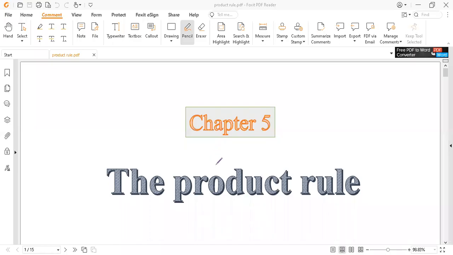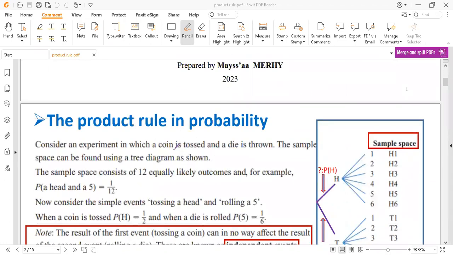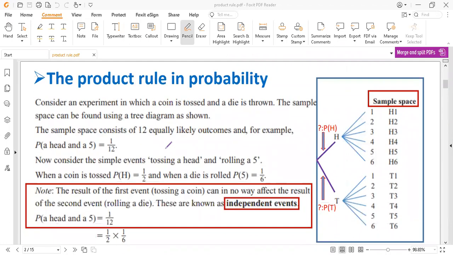Hi everyone, we're still in chapter 5 to complete the sections referring to probabilities. And now we are going to talk about the product rule. So what do we mean by the product rule, and when do we use it?